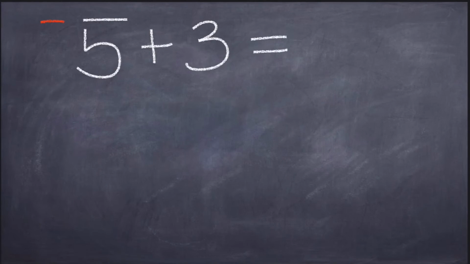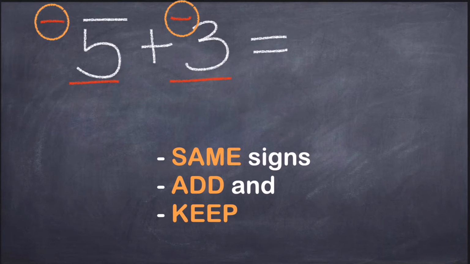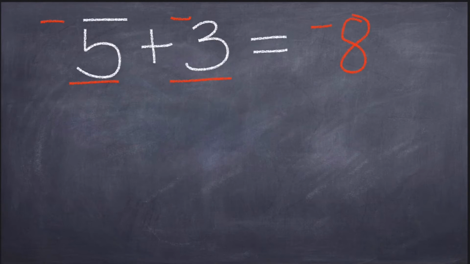Now let's look at -5 plus -3. They have like signs. The signs are the same. Both negative. Cue the song. Same signs add and keep. Therefore, we just add the numbers and keep that sign negative for an answer of -8. -5 plus -3 equals -8. Adding two positives made a bigger positive. Adding two negatives made a bigger negative.